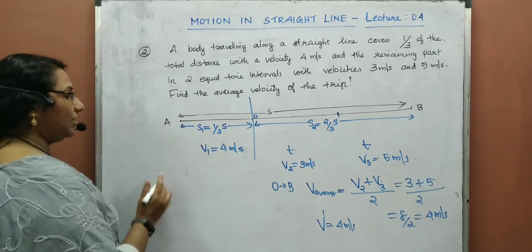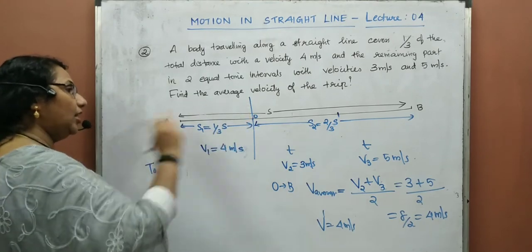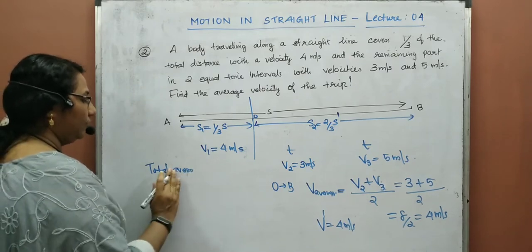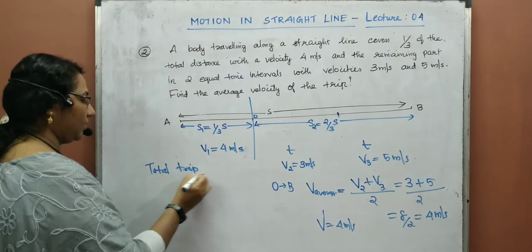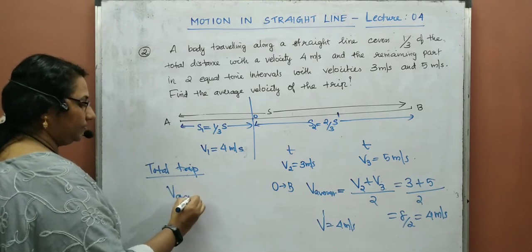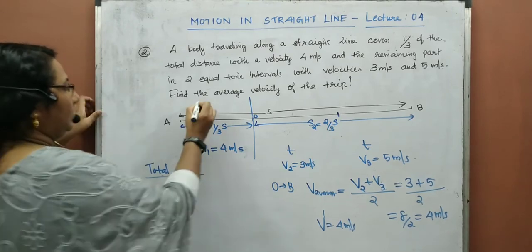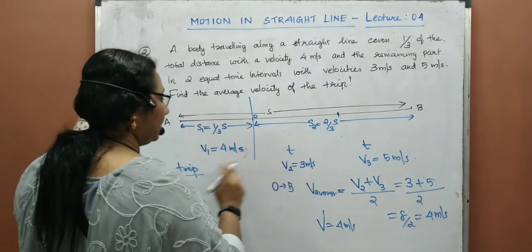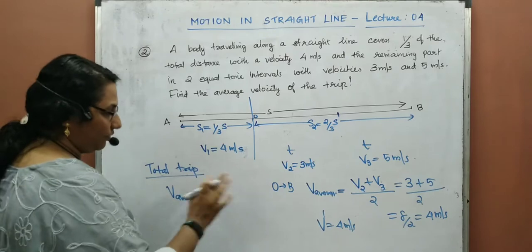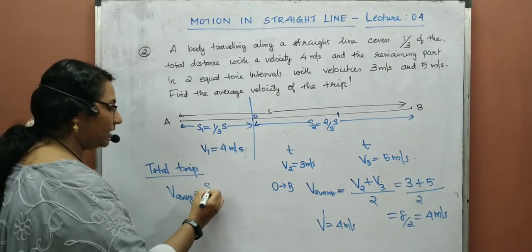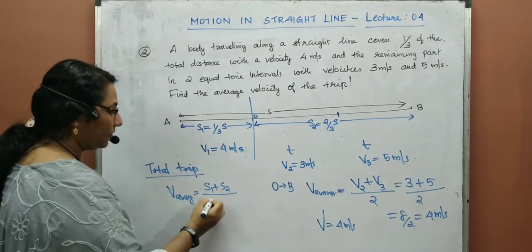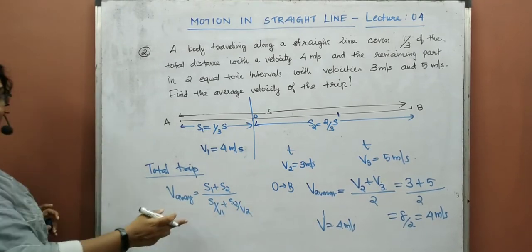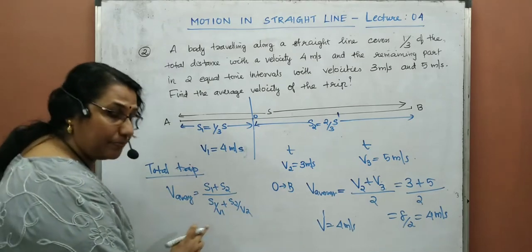Okay, so what will be the total? Now we will take the whole motion together. Total average for the total trip, V average is equal to, this is S1, this is S2. 2 unequal distances are travelled now with speeds 4 meter per second. So now the equation becomes S1 plus S2 by S1 by V1 plus S2 by V2. Is it clear? Okay. Yes.